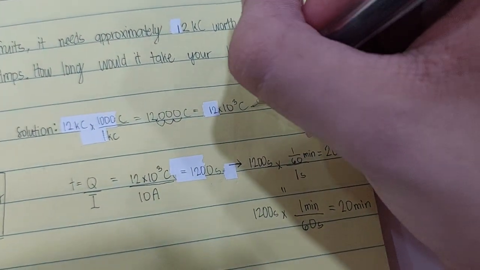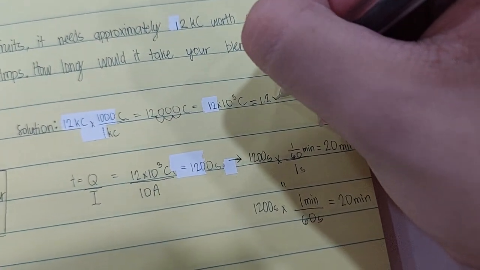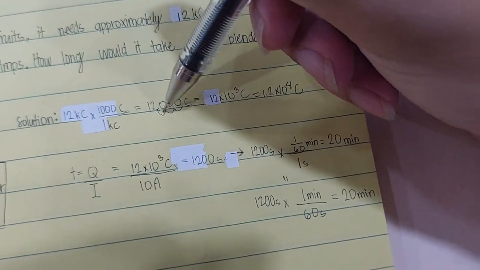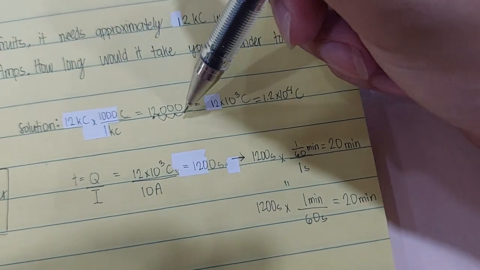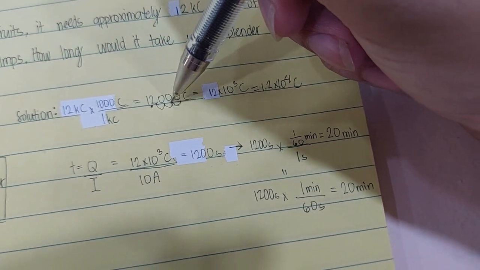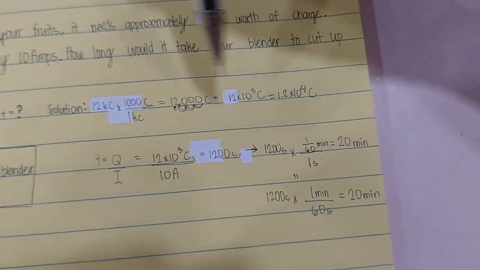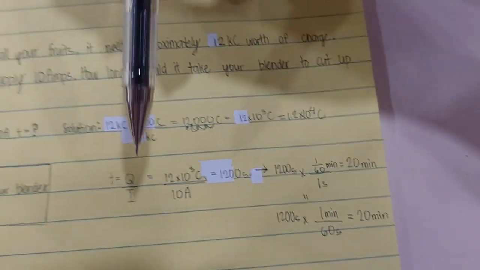You could also write 1.2 times 10 to the power of 4 coulombs. Because if you want your decimal place to be in between 1 and 2, then you have to move 4 places instead, because 1, 2, 3, 4. So 10 to the power of 4. But again, these three numbers are really all just the same. It's just up to your preference what you're most comfortable with.